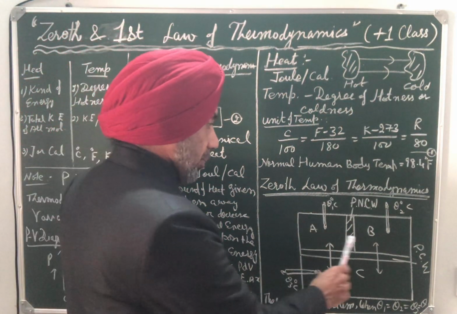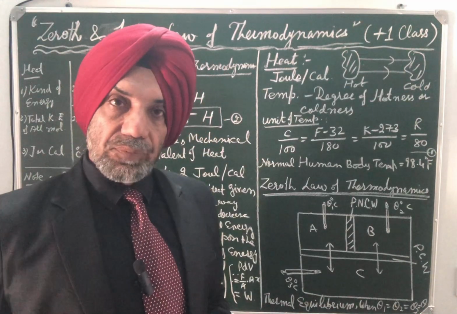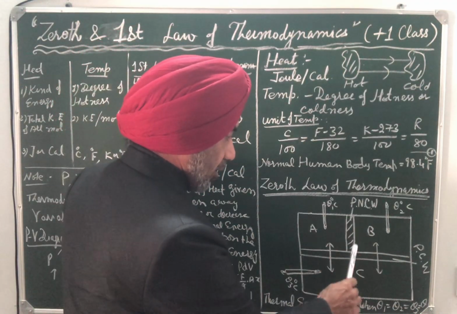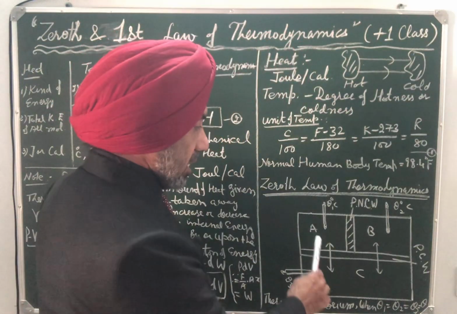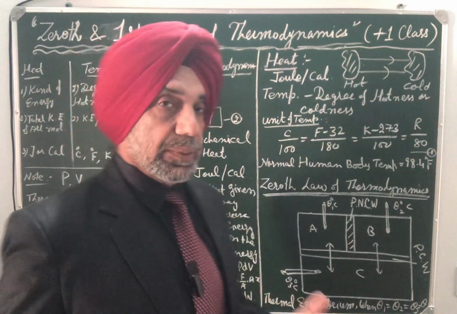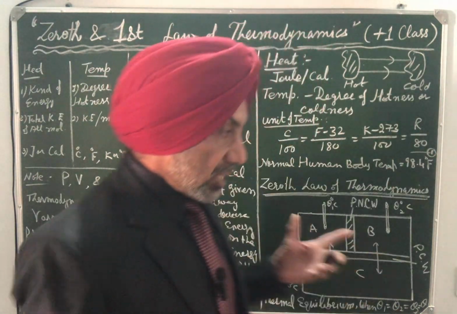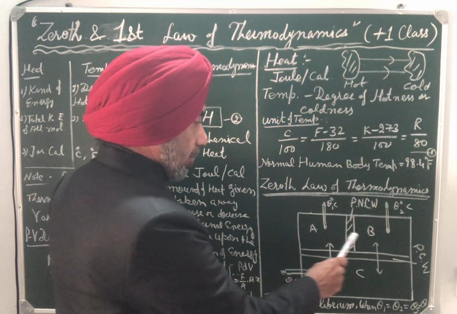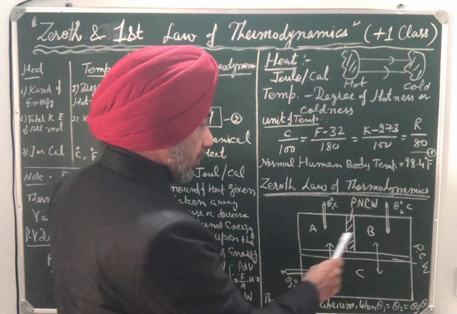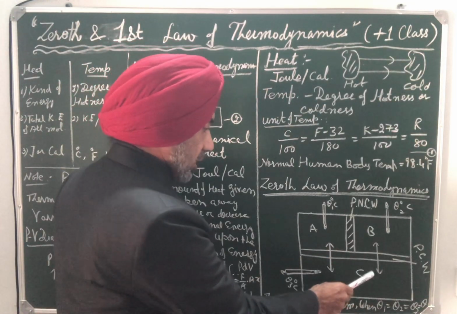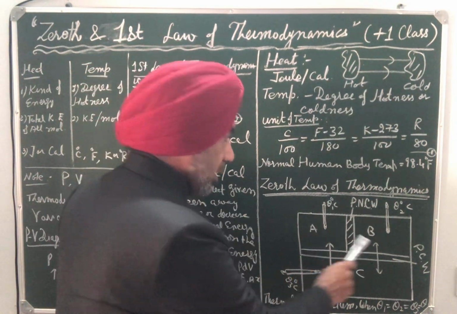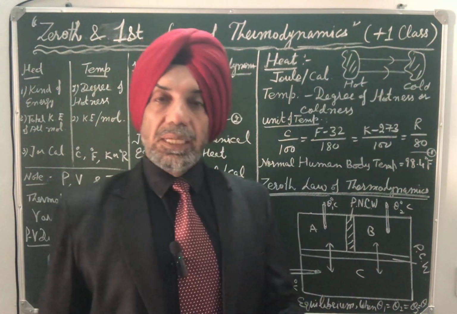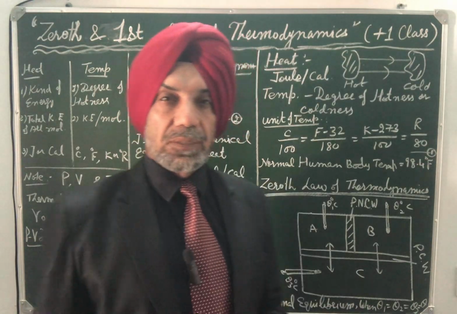Now, when thermal equilibrium is reached, if we replace this perfectly non-conducting wall by a perfectly conducting wall, then no change in temperature of A or B is observed. This states that if any two systems A and B are in thermal equilibrium with the third system C, then they themselves are also in thermal equilibrium. This is nothing but the zeroth law of thermodynamics.